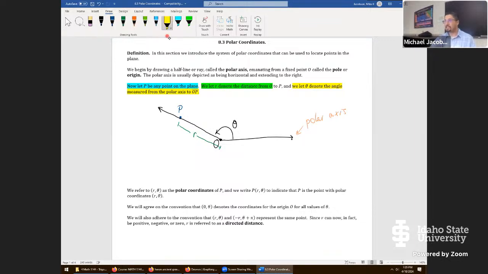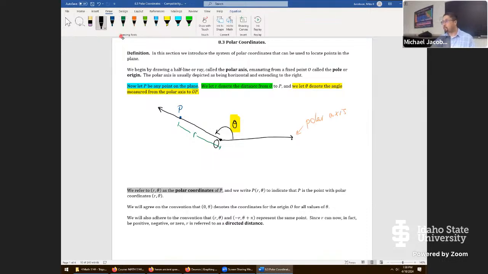And the more you look at this, this really does look like the first day of class when we were defining an initial side. That would have been this. A terminal side would have been that. That's how we define the angle on the very first day as well. So the angle goes there. And now we have two things: a distance, a directed distance r, and the angle. Put those together, and you have the polar coordinates of P, referred to as r theta.